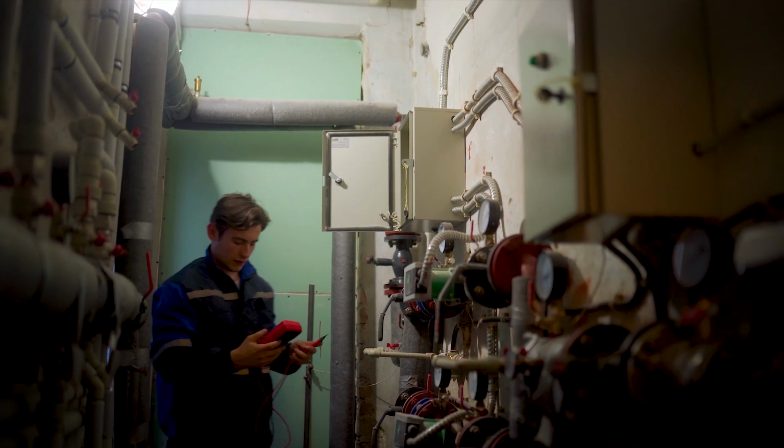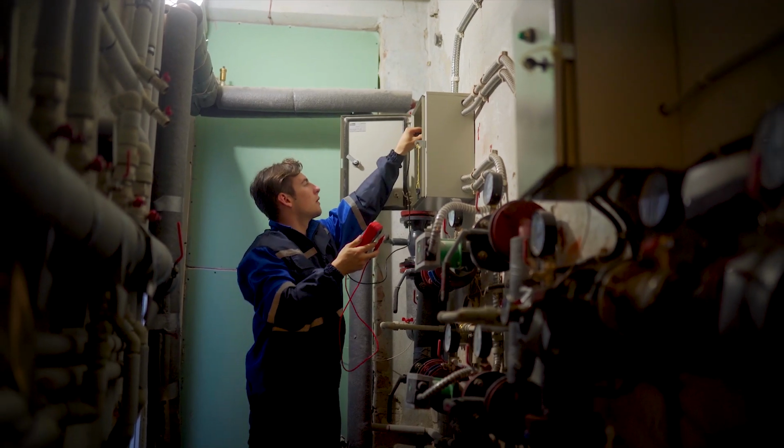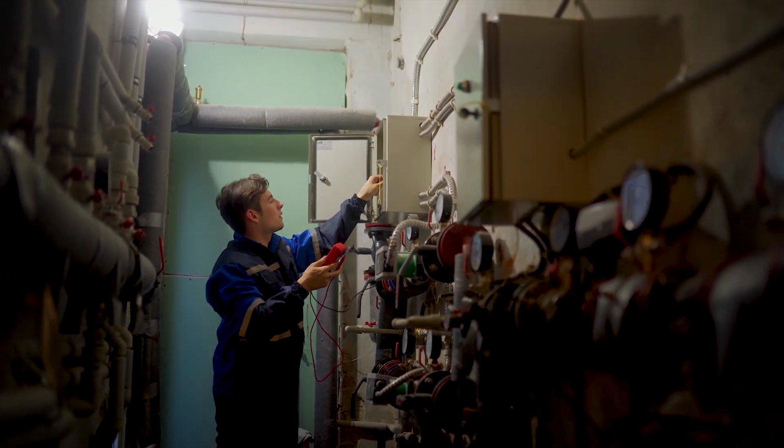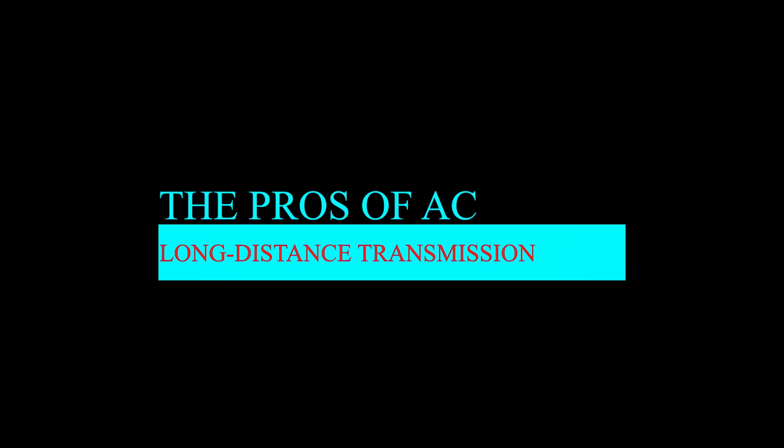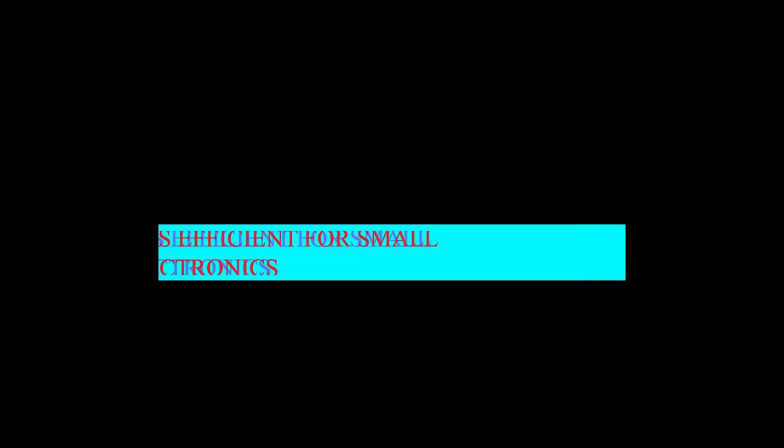AC has some clear advantages when it comes to powering every home and industrial system in modern days. Pros: easy to convert to different voltages, thanks to transformers. More efficient for long-distance transmission with less cost compared to DC power. Powers large systems like household appliances and heavy machinery. Cons: less efficient for small electronics. The alternating nature can cause power loss in some applications. AC can't be stored like DC.